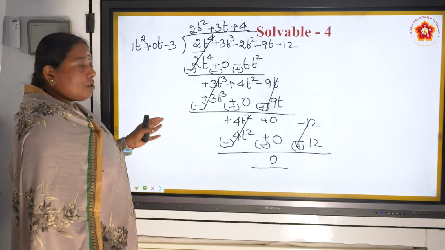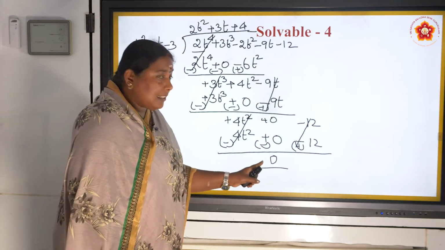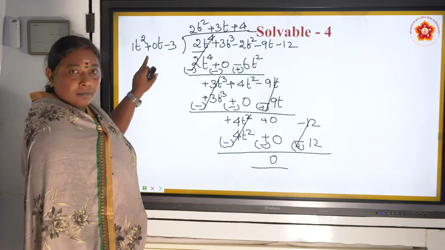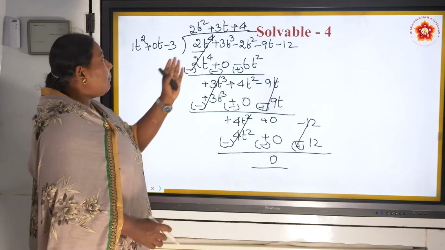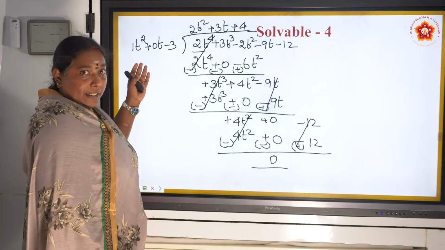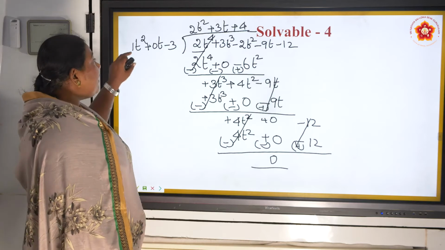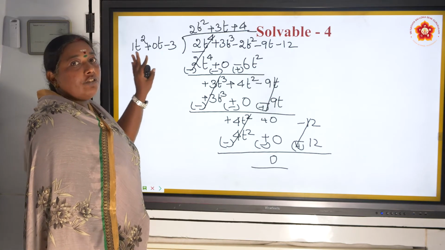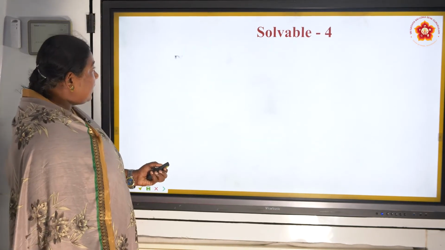I think you understood this division. Since I reached the result as 0, this is my factor. Understood? I'm telling again, if I am dividing a polynomial with another polynomial and I'm reaching the remainder as 0, then the divisor is called a factor of that polynomial. Okay, so let us see whether we did correct.